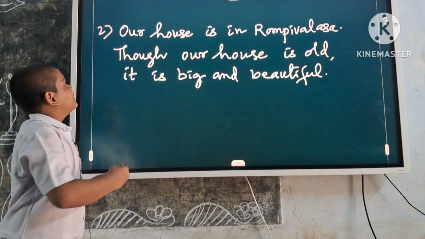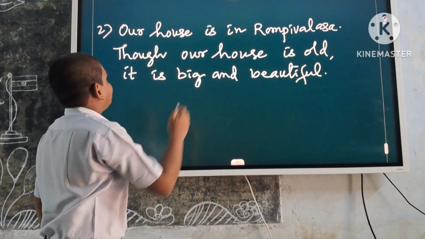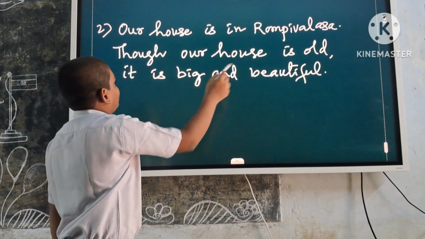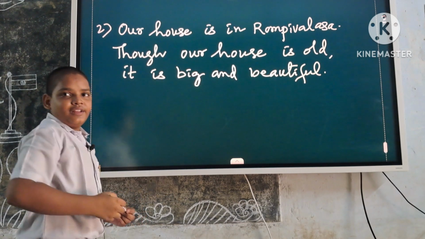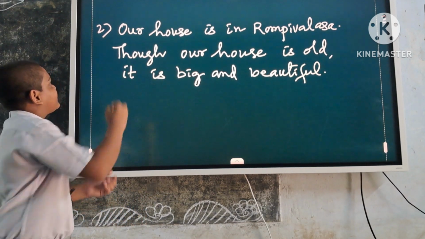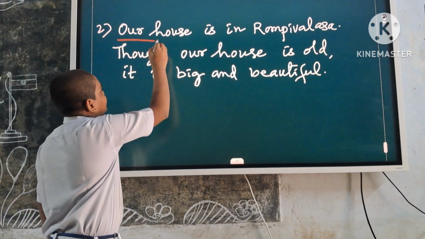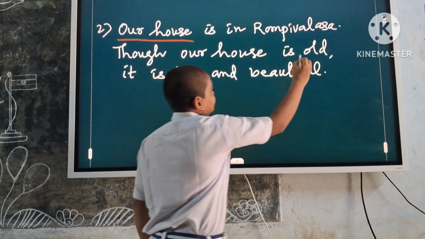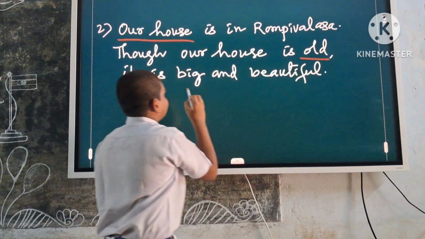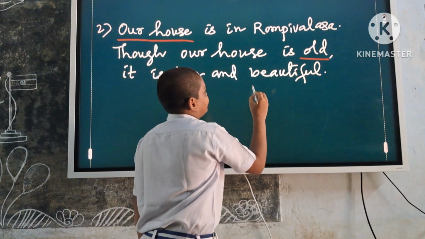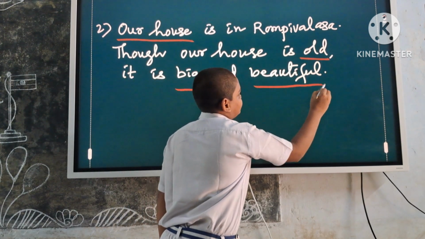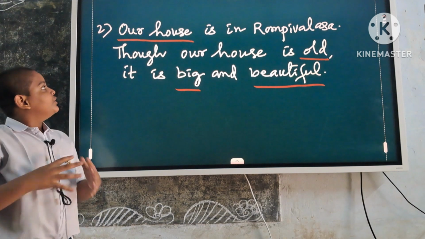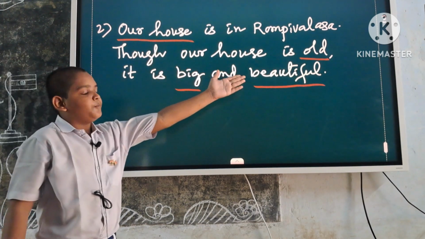Next example. Our house is in Rompivalasa. Though our house is old, it is big and beautiful. Here, the noun phrase is our house. And related noun modifiers are old, big, beautiful. Now, join this noun phrase with these modifiers.